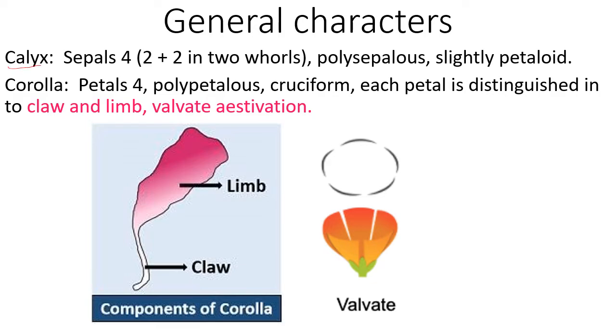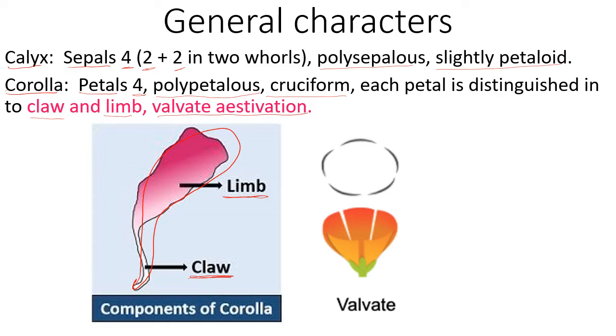Calyx, the member of calyx is sepal, which are 4 in number, 2 outer and 2 inner. Polysepalous, slightly petaloid. Corolla, the member of corolla is petal, which are 4 in number. Polypetalous, cruciform. Each petal is distinguished into claw and limb and valvate estivation. Here in this petal, you can see a stalk-like structure that is called a claw, and the wide structure that is called limb.